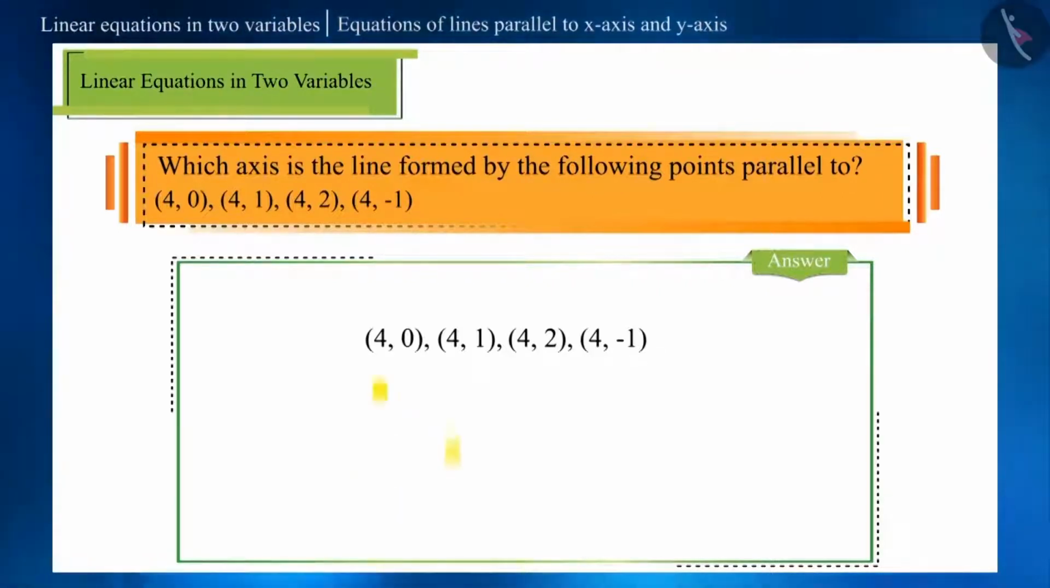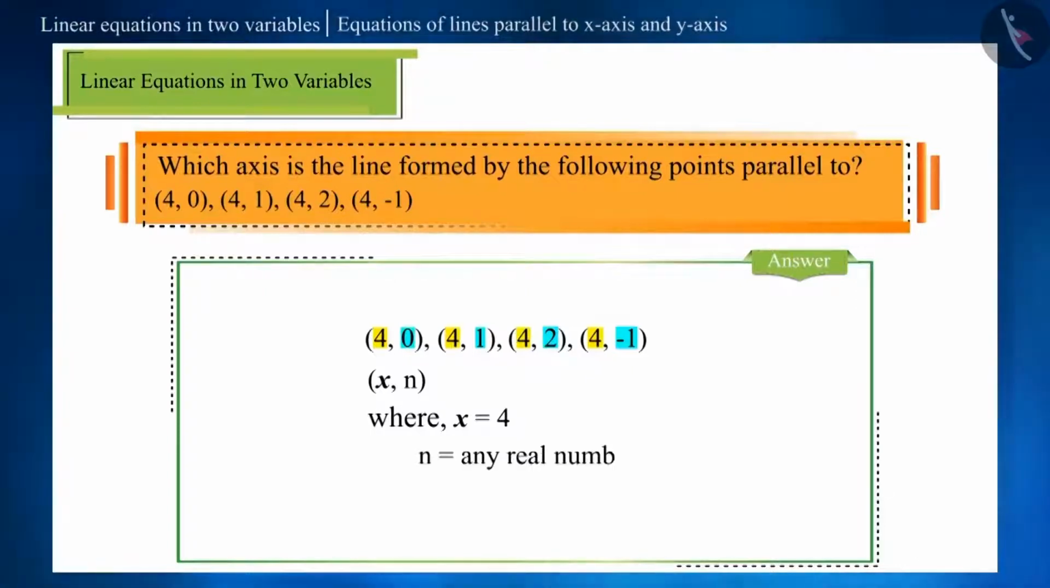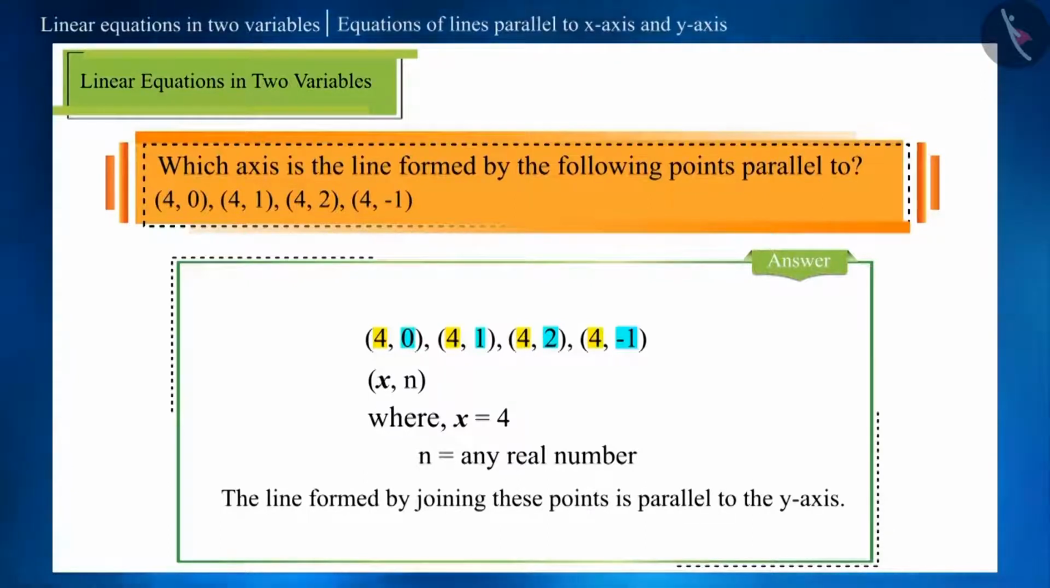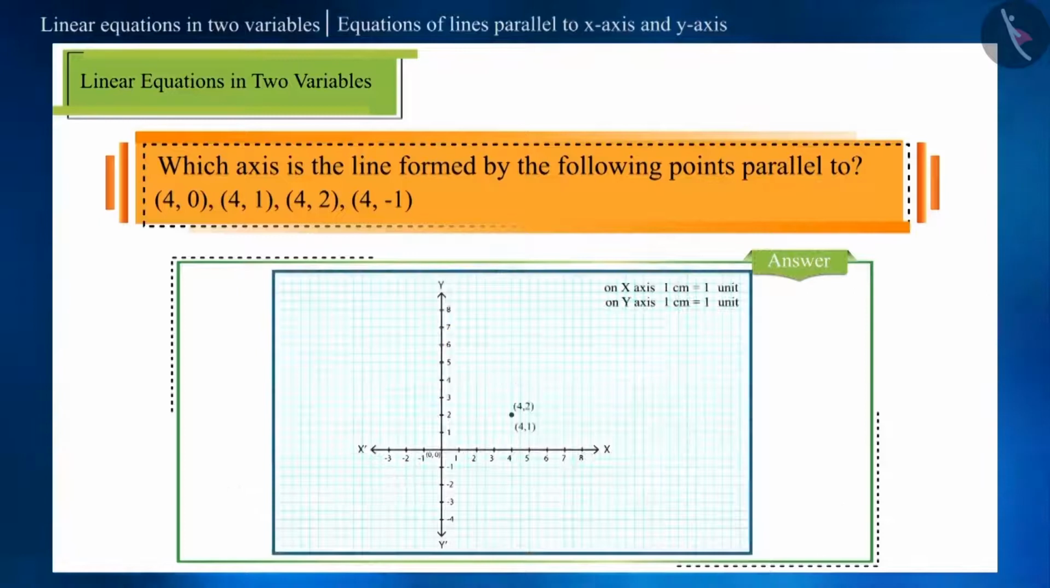In all the given points, the x-coordinate is fixed, that is 4, and the y-coordinate is changing. That means all the points are in the form of (4, n), where n is a real number. Therefore, the line formed by joining these points is parallel to the y-axis. You may even cross-check the same by plotting a graph.